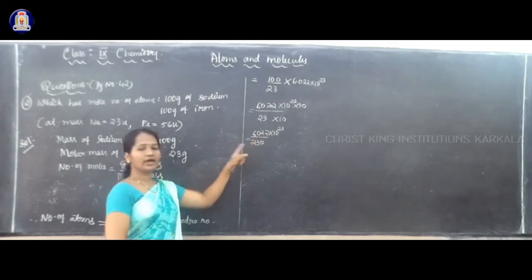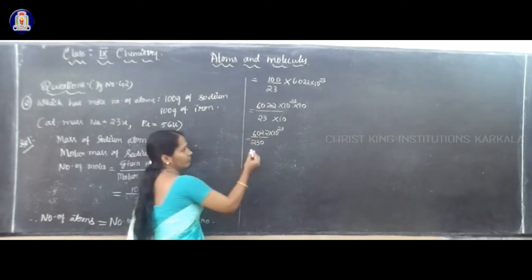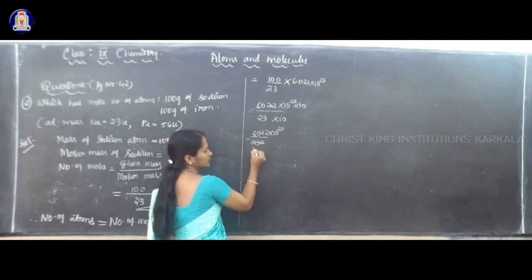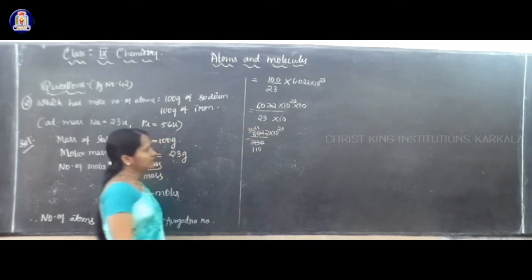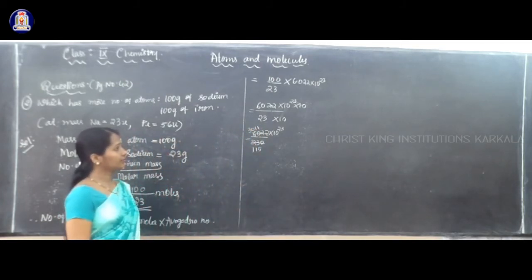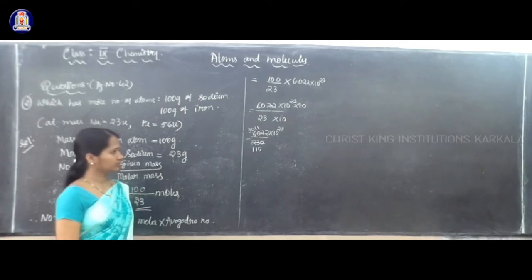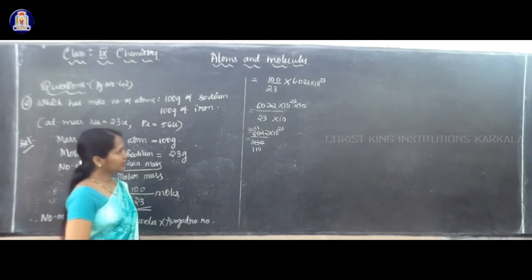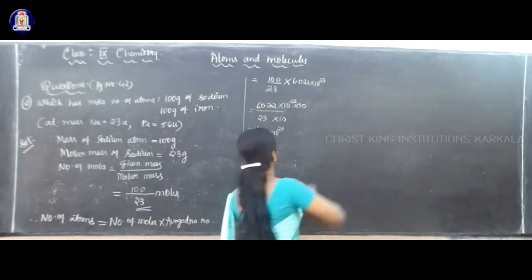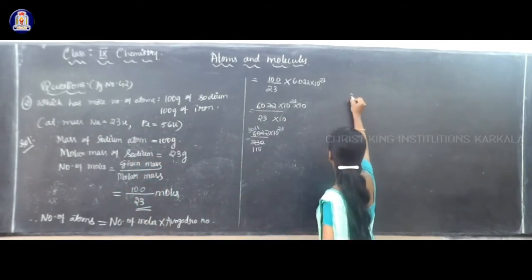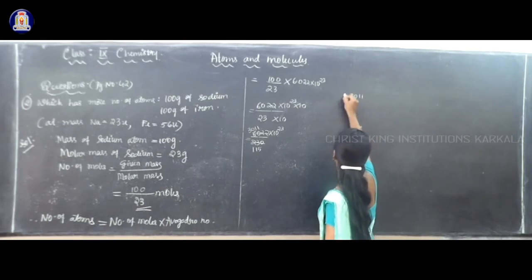6022 by 230. So I will divide using the 2 table. 2 ones are 2, 2 ones are 2, 2 fives are 10, 2 threes are 6, 2 ones are 2, 2 ones are 2. 3011 divided by 115. Can we divide it by the 3 table? No, it is not possible. So we divide directly, that is 3011 divided by 115.